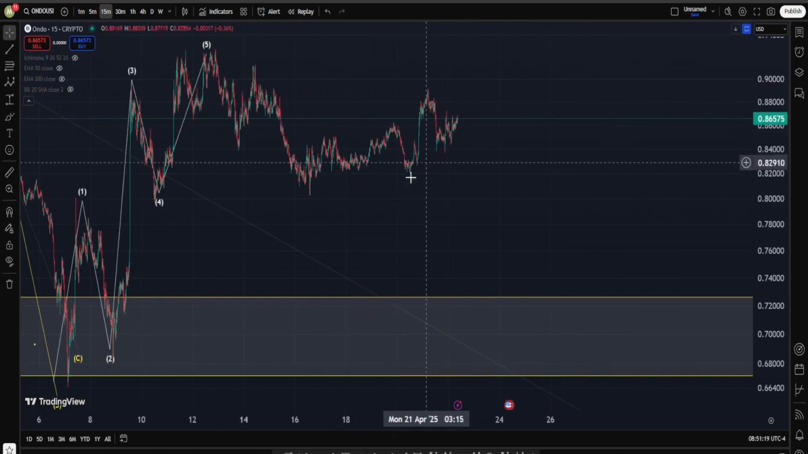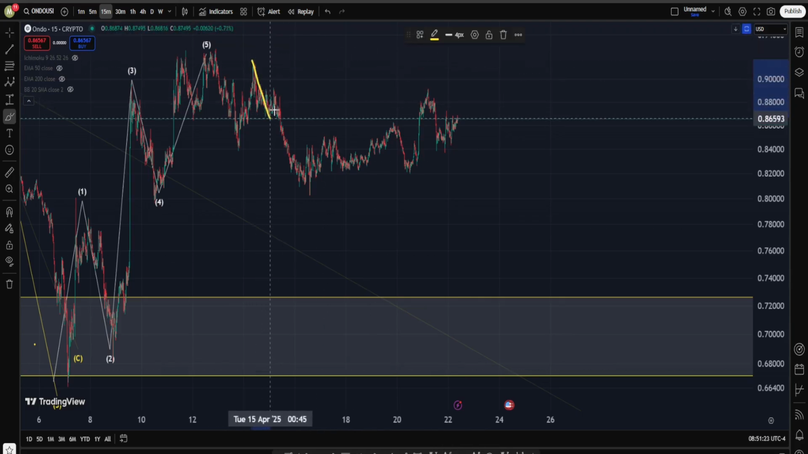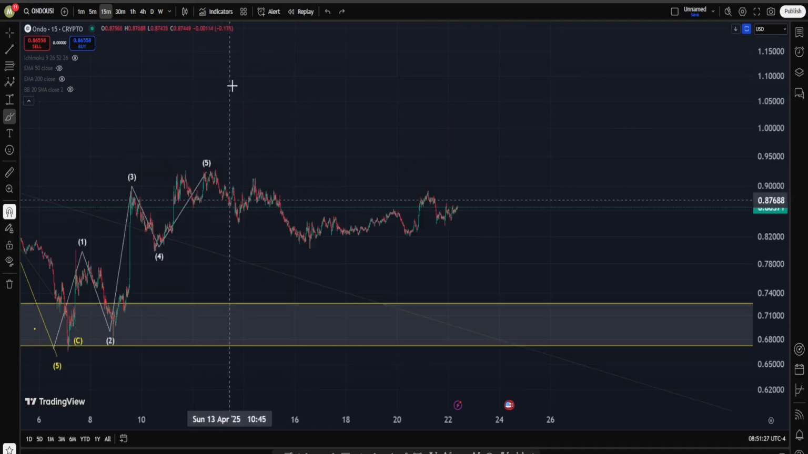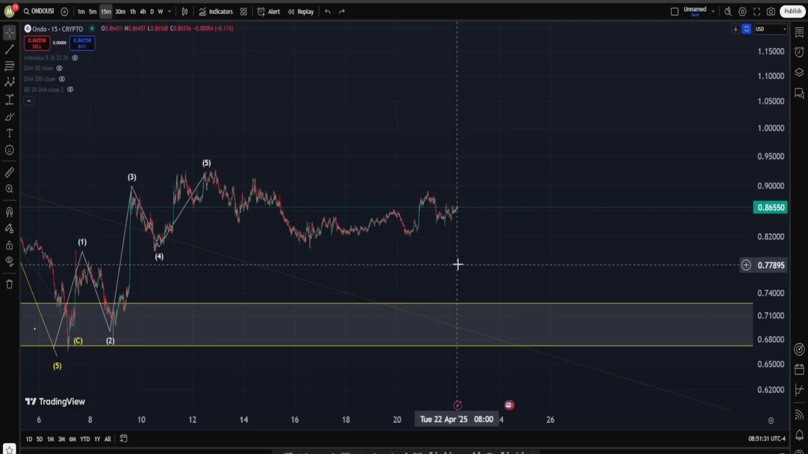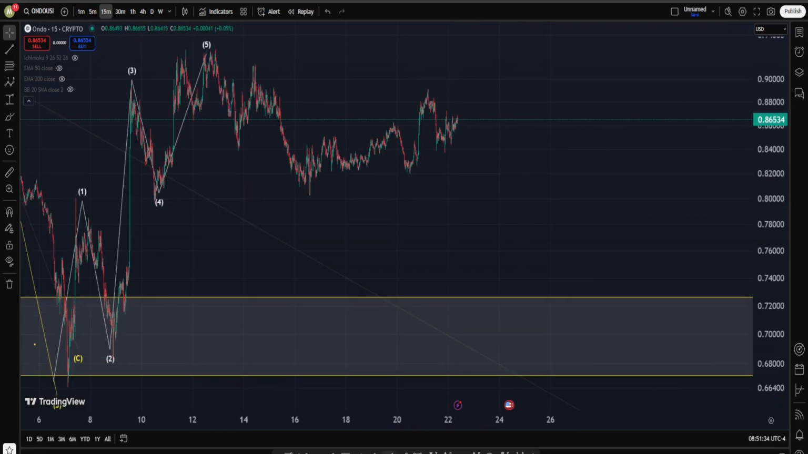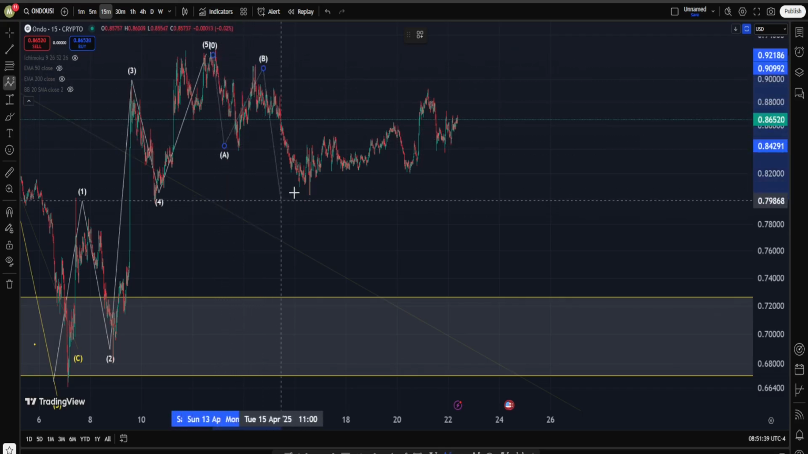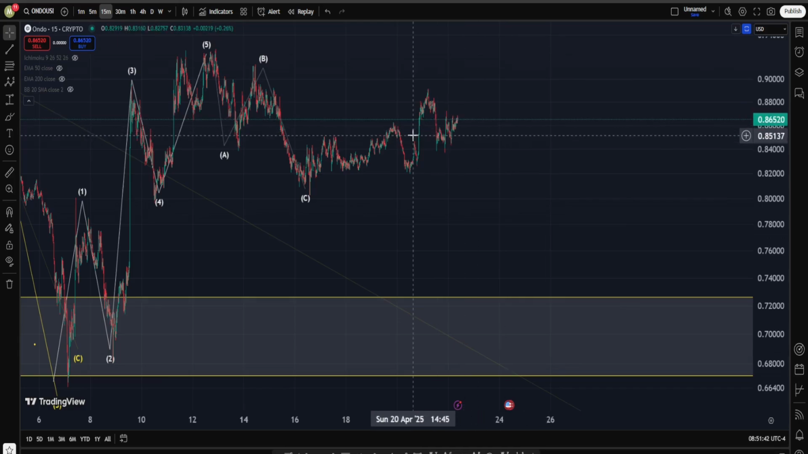Okay, so I think we can all agree this is a 1, 2, 3, 4, 5 wave impulsive structure. This can be also another impulsive movement on the downside. And well, okay, so far we can say maybe this is just a simple ABC in form of a zigzag to about this point, followed by that.